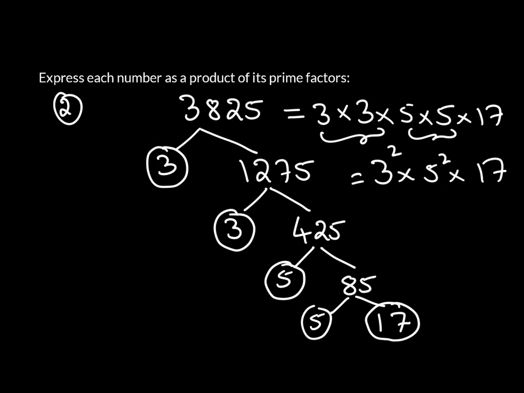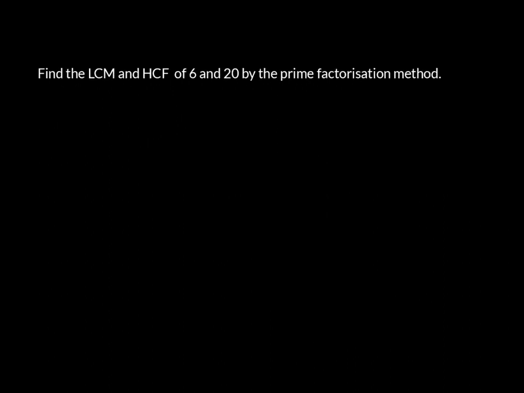Let's try a different type of problem now. Find the LCM and HCF of 6 and 20 by the prime factorization method. Let's first list down the prime factors of 6 and 20. Then we will move on to finding the HCF and LCM.